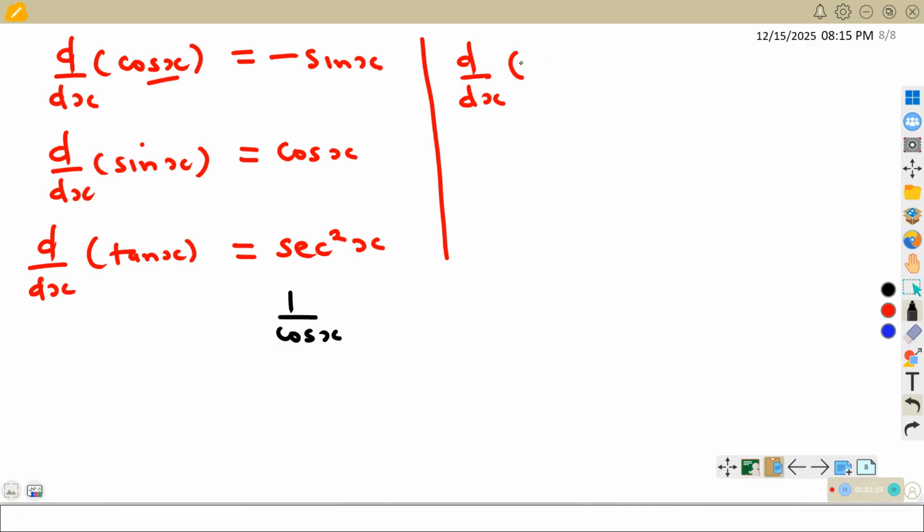Sec. It is sec. Okay. Go on. What is the reciprocal of sine? The reciprocal of sine is cosec. And lastly, we want to talk about the reciprocal of tan.